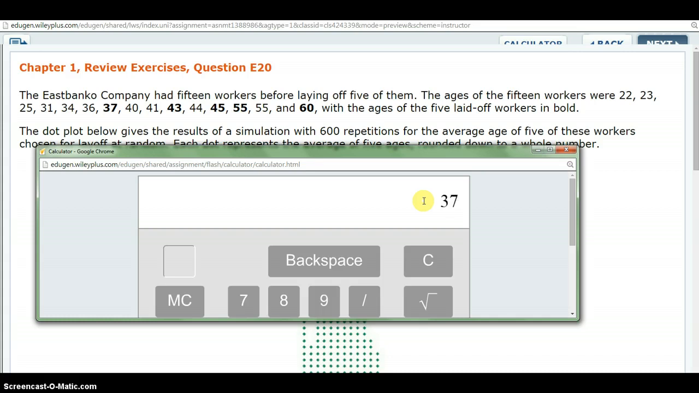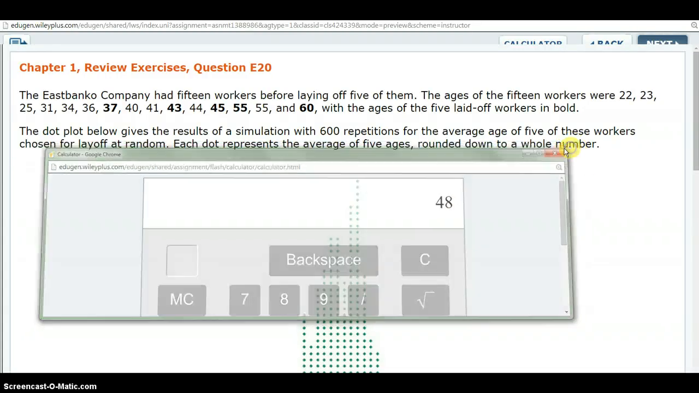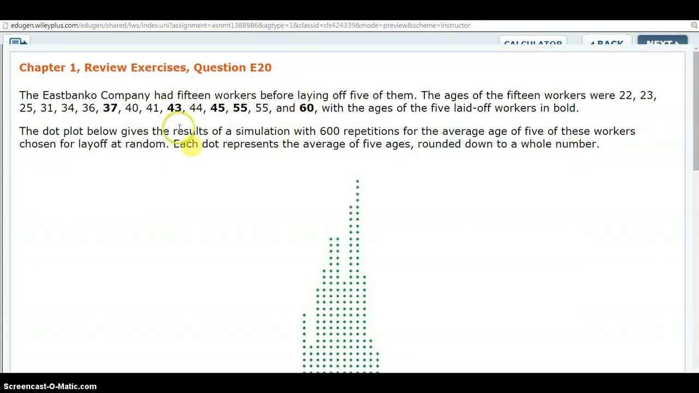So I'm taking 37 plus 43 plus 45 plus 55 plus 60, hitting enter. So the total age added up of the workers laid off is 240, but I want to get the average, so I'm dividing that by 5 to get 48. In other words, in the actual situation, the average age of the ones that were laid off was 48.